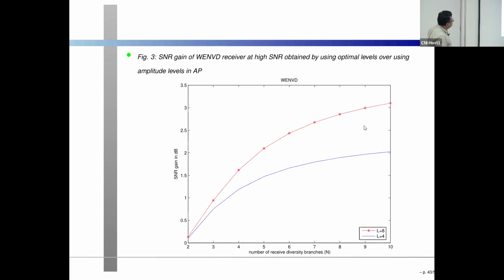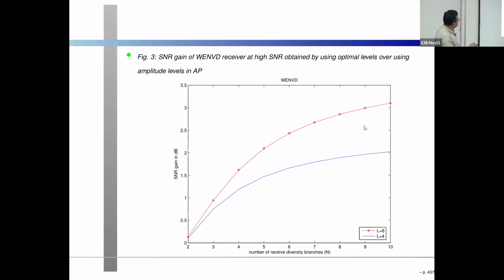Okay, so this is the plot of the SNR gain for L equal to 4 and 8. So this is for L equal to 4, L equal to 8. So increasing L, you get better SNR gain by optimizing. If you use more levels, then it's better that you optimize instead of just using arithmetic progression.